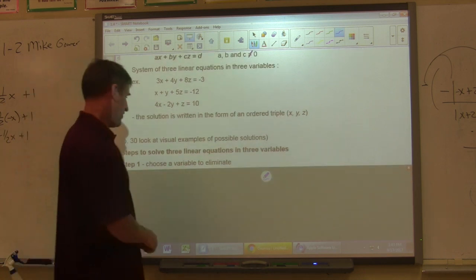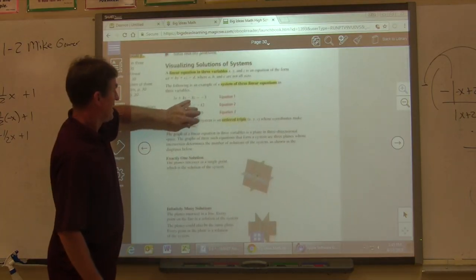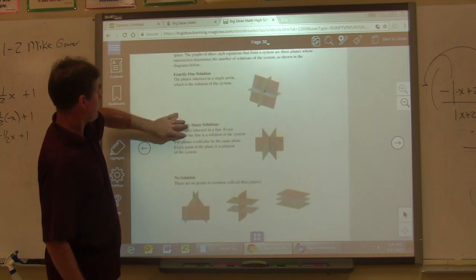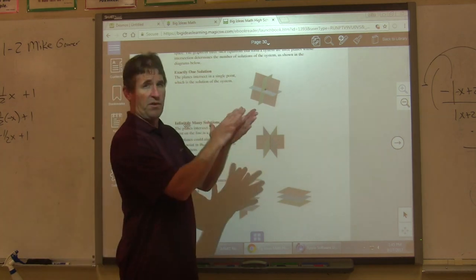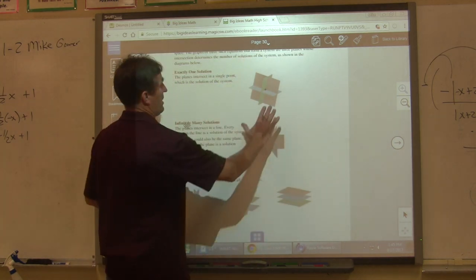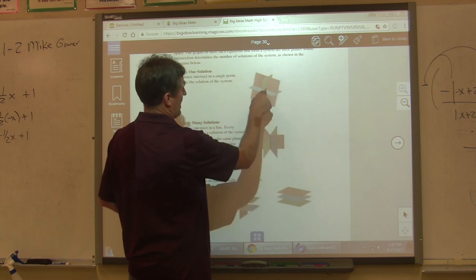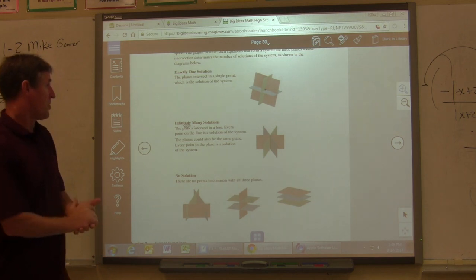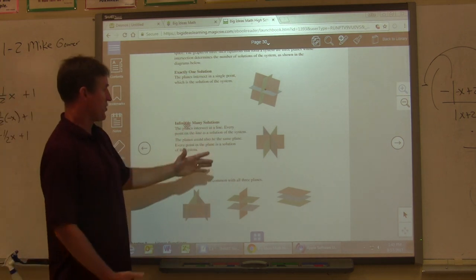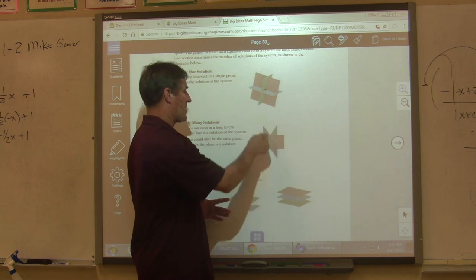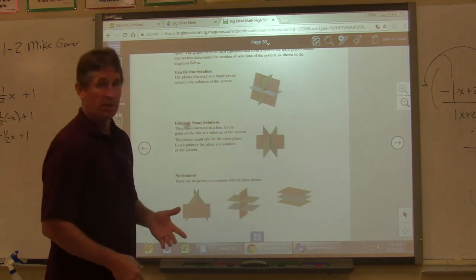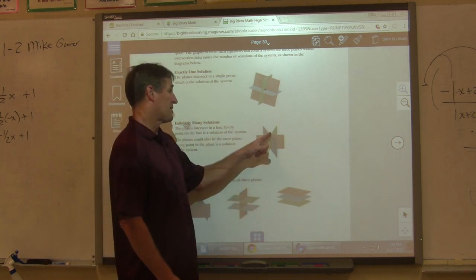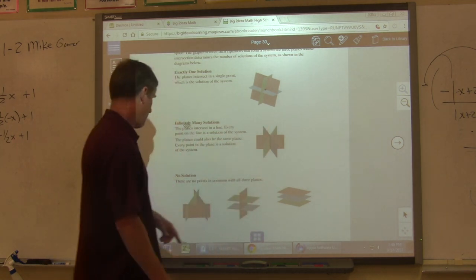So if we look at page 30 in the text, you can visually see the type of answers that you get. If you think of your answers as planes, you can have one point where they all meet, and that one point is your ordered triple. You can also have infinitely many solutions, where the 3 planes cross and form a line, so anything on that line would work. That doesn't mean that everything works, just that anything on that line would work.